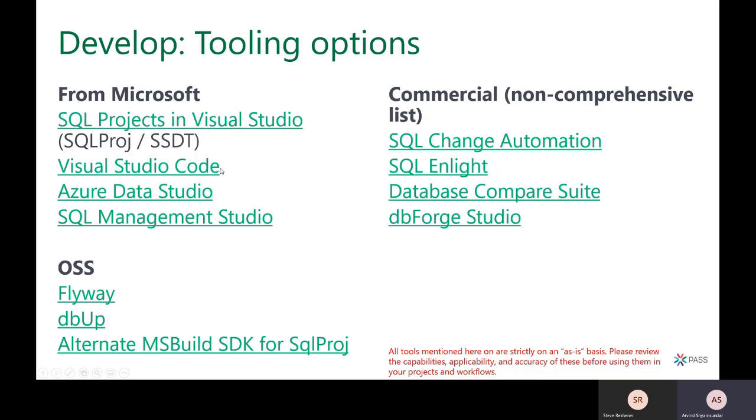We have talked about the first two briefly. The differences between Visual Studio and Visual Studio Code. Visual Studio is still commercial software. It runs on Windows. Visual Studio Code actually can run on Mac. It can run on Linux as well. You have Azure Data Studio as well, which can be used on Mac and Linux in addition to Windows.